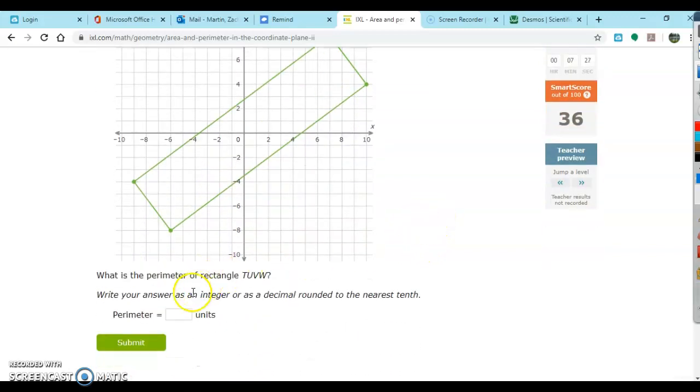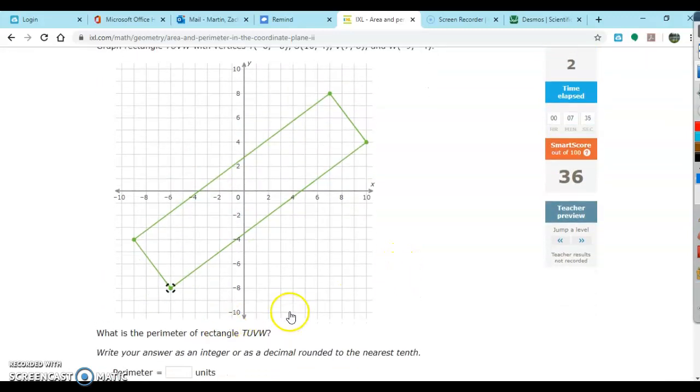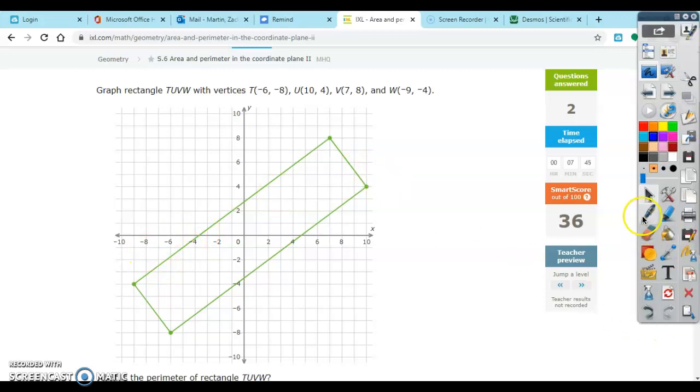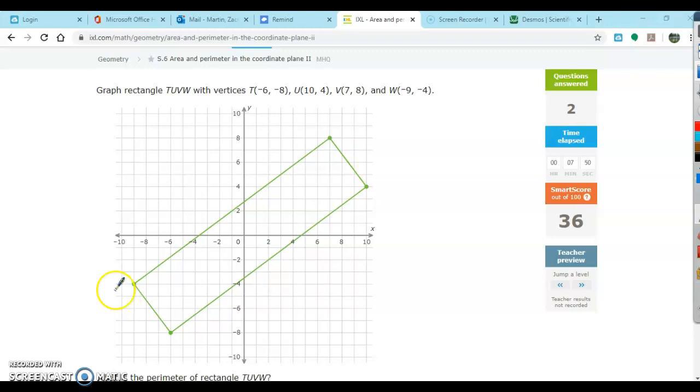What is the perimeter of rectangle TUVW? Then write as an integer or a decimal rounded to the nearest tenth. So I want the perimeter. Well, I know that opposite sides are congruent. So if I can just find this distance here, and then this distance here, I can multiply each by 2 and add it all together. I'm going to show you real quick how to do this without the distance formula, and then use the distance formula if you'd like. I can just create a right triangle here in the coordinate plane.